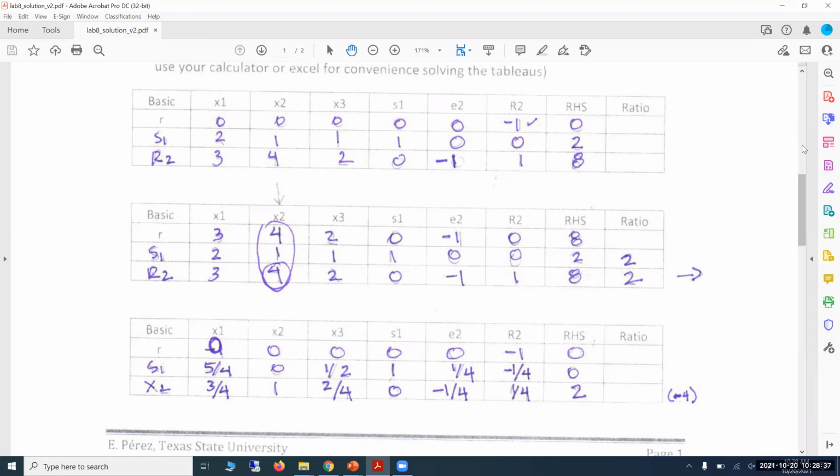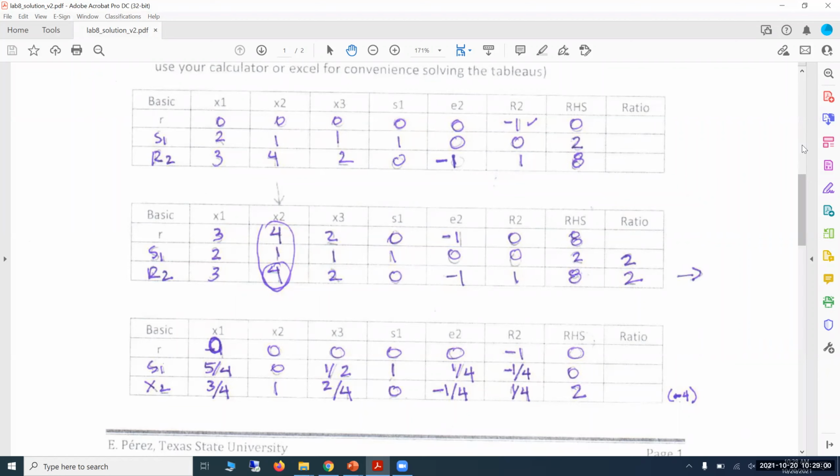You have to make the tableau consistent. That's what I'm reminding you. Before you apply the simplex, you have to make that tableau consistent. Because if you look at the solution for this problem, it's saying that R2 is equal to 8. But then the objective function value should be 8 as well.